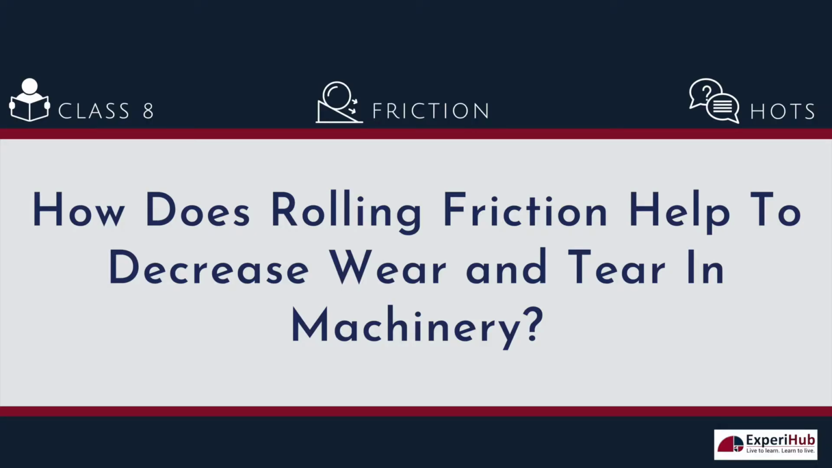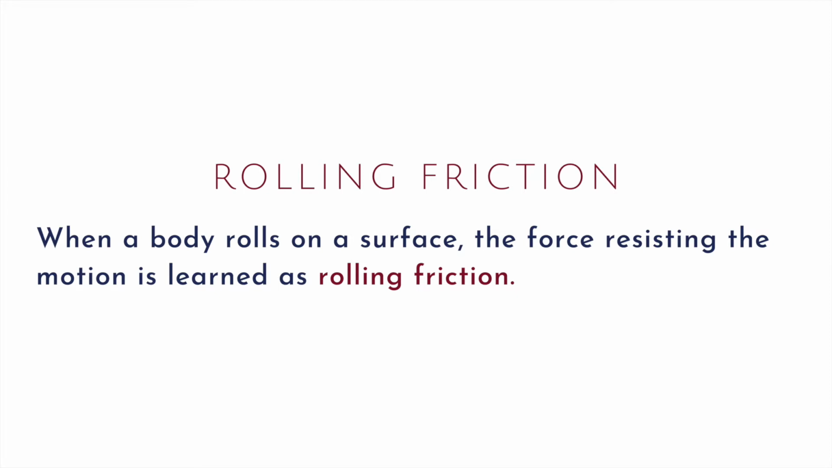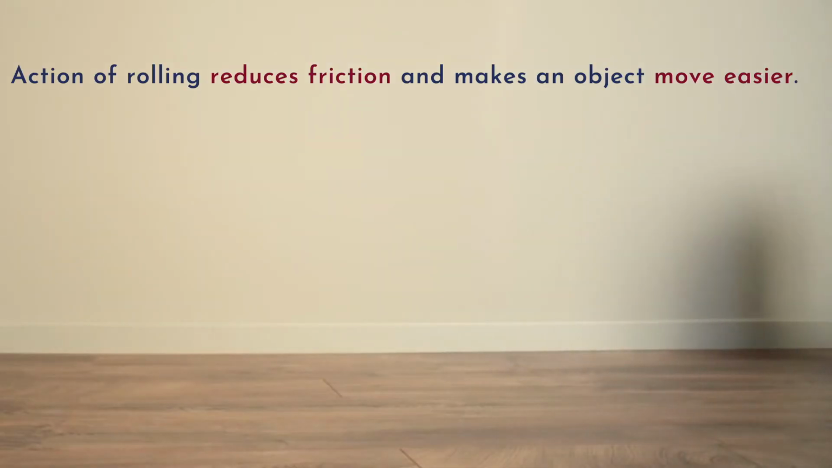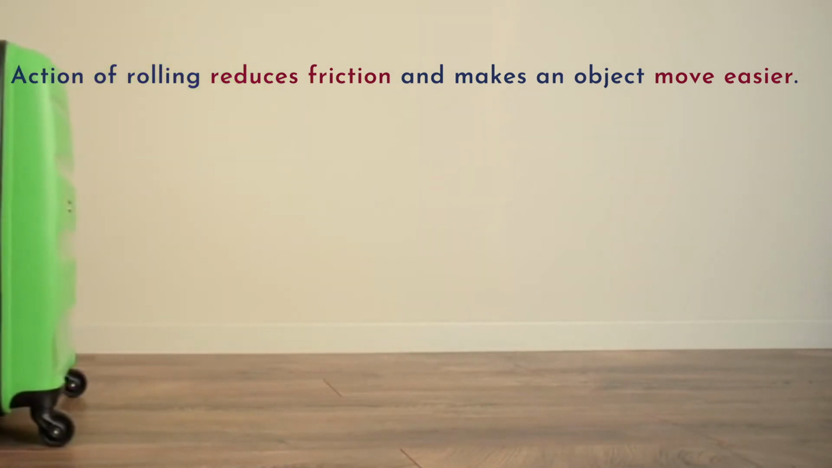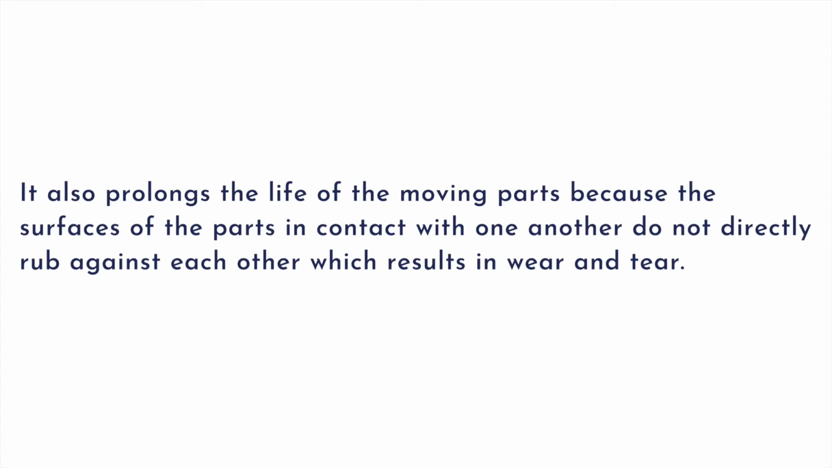How does rolling friction help to decrease wear and tear in machinery? When a body rolls on a surface, the force resisting the motion is known as rolling friction. The action of rolling reduces the friction to a great extent and hence makes the movement of an object easier. It also prolongs the life of the moving parts because the surfaces of the parts in contact with one another do not directly rub against each other, which results in wear and tear.